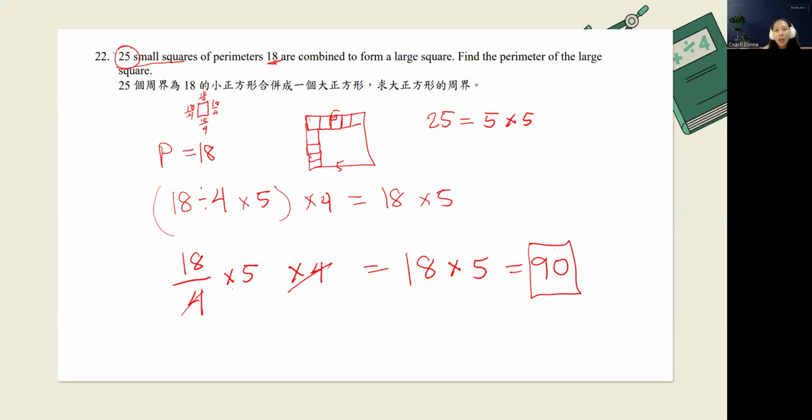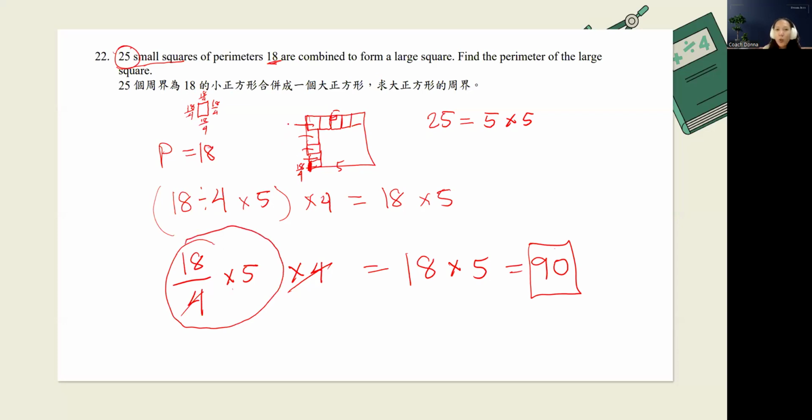So again, we want to combine all the 25 small squares to form a large square. And to form a large square, you must have 5 small squares as the width and 5 small squares as the length. From that, you know that each side of our square is 18 divided by 4. So you have 5 of that, 1, 2, 3, 4, 5, as the width on this side. So that's why we have 18 divided by 4 times 5.